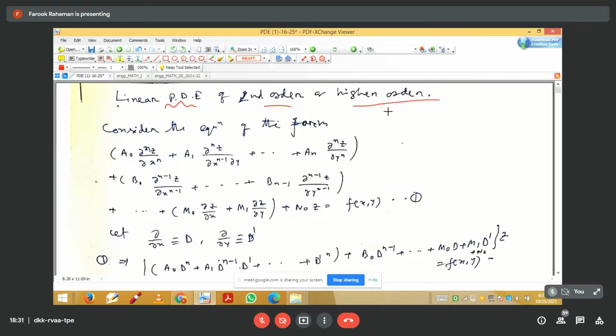That means the degree of this differential equation should be 1. That is, it is not non-linear, but only a linear term. Linear means the power should be less than or equal to 1. So this type of equation, how can we solve? I am talking about this.